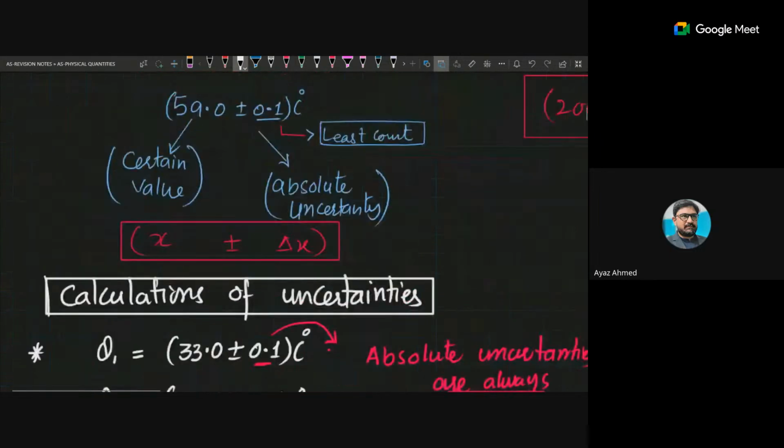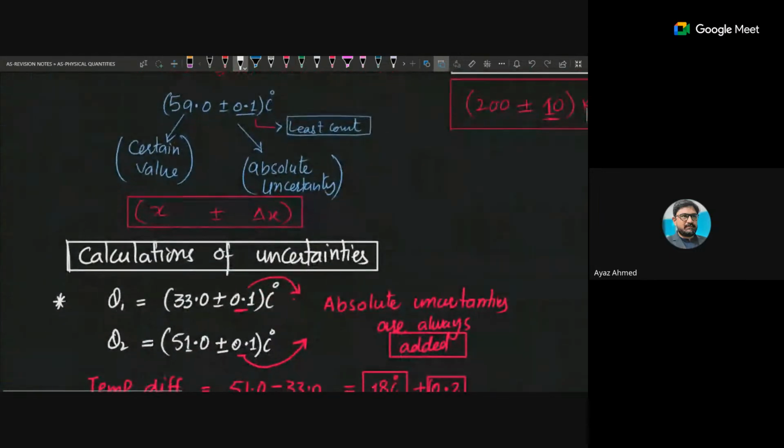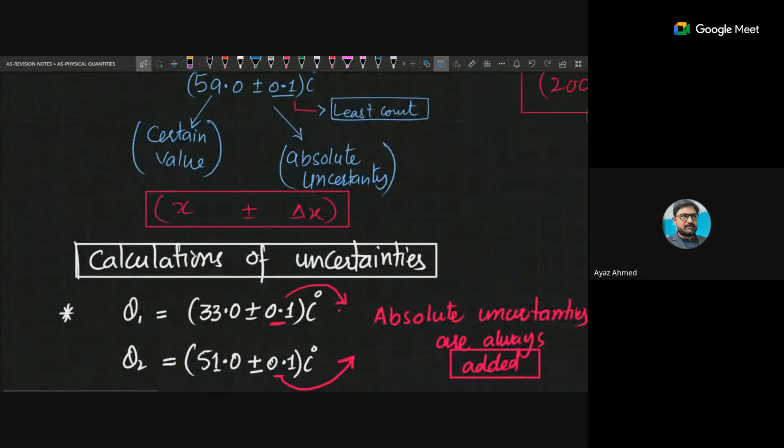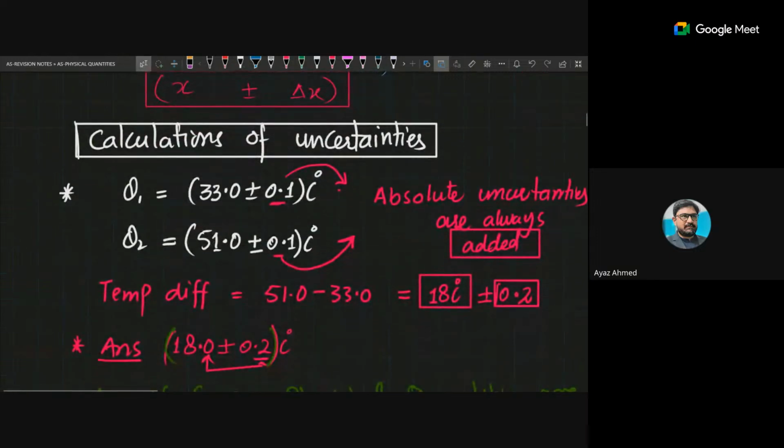If I have a value of 59.0 plus minus 0.1, it means the certain value is 59 and the absolute uncertainty or least count of that instrument is 0.1 centigrade. So it can be simply written as x plus minus delta x, where x is the certain value and delta x is the uncertain value.